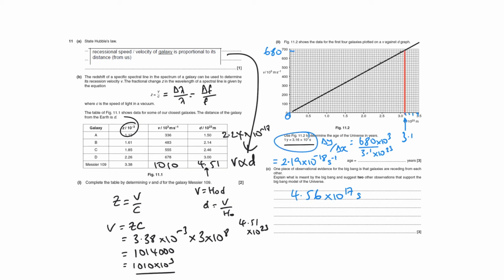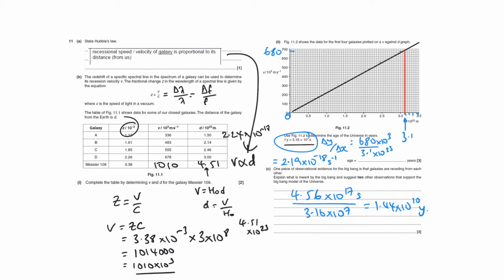And we know that 1 year is 3.16 times 10 to the 7. So if we divide that through by 3.16 times 10 to the 7, that will give us the number of years, which works out to be 1.44 times 10 to the 10 years.